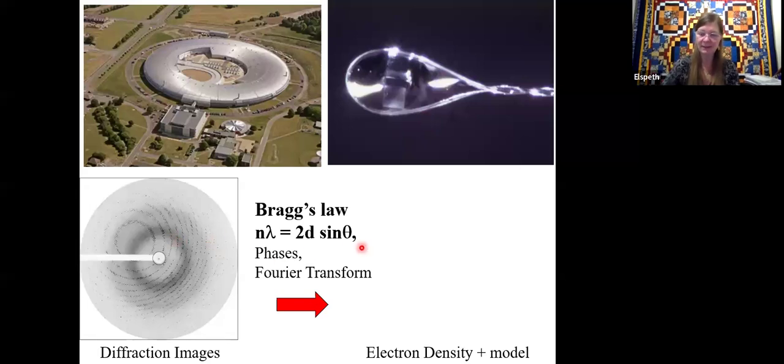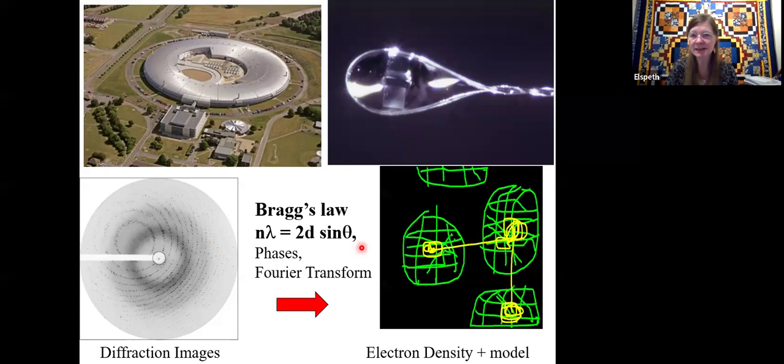We get a diffraction pattern, and then using Bragg's law and the Fourier transform, if we've got some phases, either from an experiment of doing the experiment at various incident X-ray wavelengths, or from an AlphaFold 2 model, where we've stolen the phases as a starting point, we get an electron density map, which is the green here. And what we have to do is get the yellow model to fit the data, which is the green. And then we refine that in an iterative procedure.